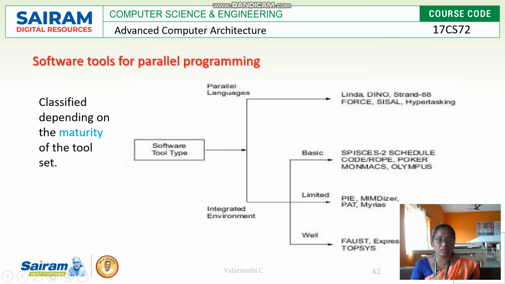For software tools in a parallel environment, parallel programming is classified into some categories, some levels, based on the maturity of the tool sets. So based on the maturity of the tool sets, these software tools are classified. What are those? Those are classified as parallel languages and integrated environments. The integrated environment is further classified into basic, limited, and well-developed.